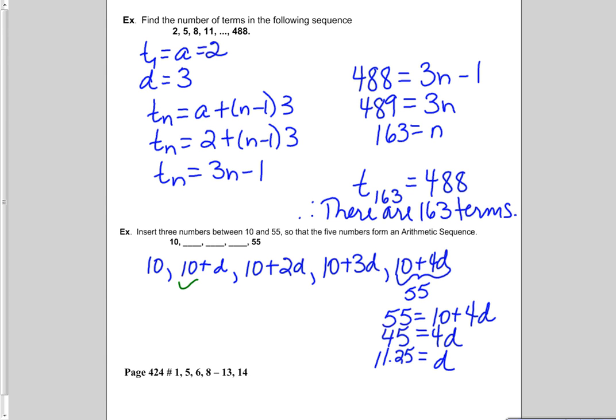So the second term is 10 plus 11.25, which is 21.25. 10 plus 2 of the common difference would be adding 11.25 onto that one, which would be 32.5. The next one would be 10 plus 3 times 11.25, 43.75. And the last one is 55.